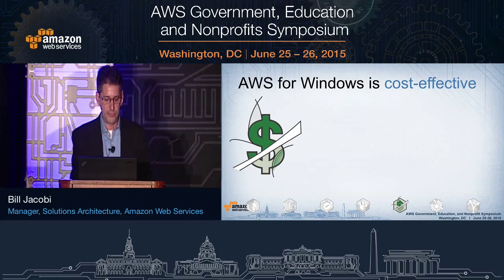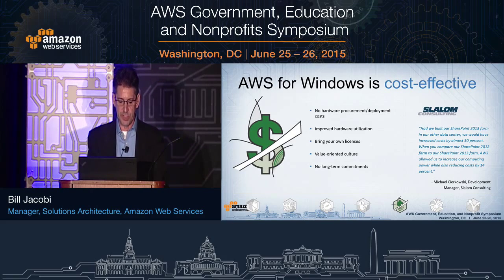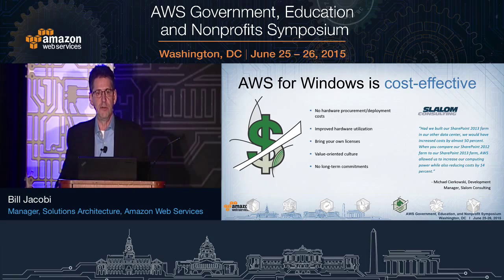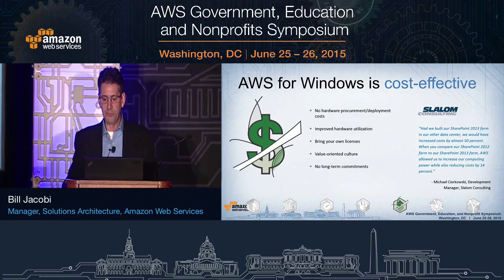Okay, so the next reason why people look at AWS for running Windows? To me, if we weren't cost effective, there wouldn't really be a basis for much of a conversation. Again, I love these quotes. Slalom said, had we built our SharePoint 2013 farm in our other data center, we would have increased costs by almost 50%. When you compare our SharePoint 2012 farm to our SharePoint 2013 farm, AWS allows us to increase our computing power while reducing costs by 14%.